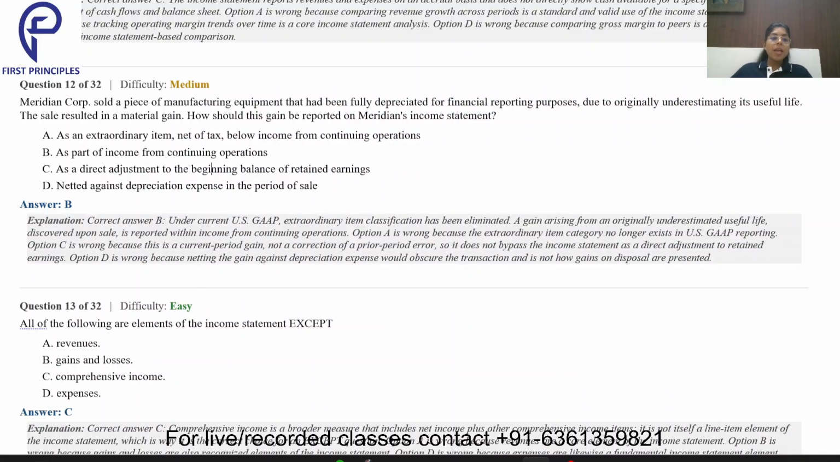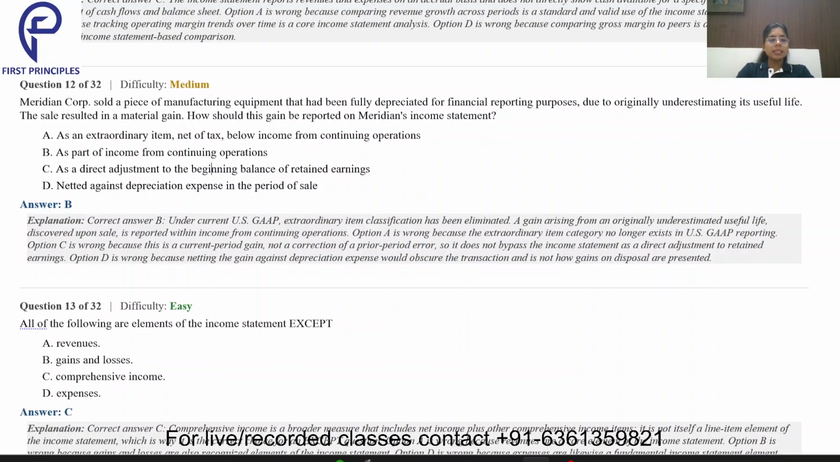Then option B, as a part of income from continuing operations. Under US GAAP, the extraordinary item classification has been eliminated. So again, a gain arising from an originally underestimated useful life discovered upon sale is reported within income from continuing operations. It's a kind of extraordinary item, but again US GAAP has eliminated that particular rule, and that is why any such transaction will be reported as income from continuing operations.